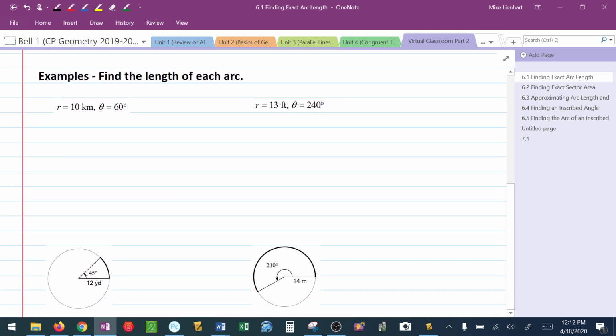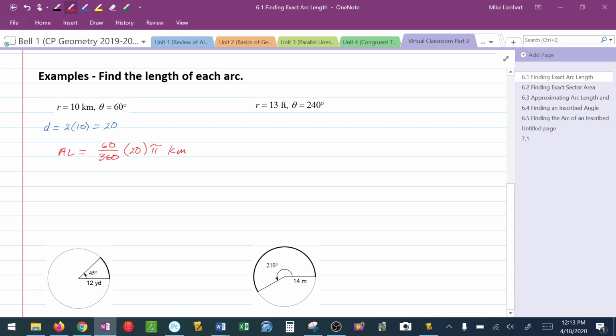In the first one, they tell us a couple of pieces of information. They tell us theta is 60 degrees, and that we have a radius of 10 kilometers. The first thing I want to do is change that into a diameter. I know that the diameter is 2 times the radius, so the diameter would be 20 kilometers. I then go to my arc length formula: 60 over 360, theta over 360, times d times pi. And then we're going to label this kilometers.